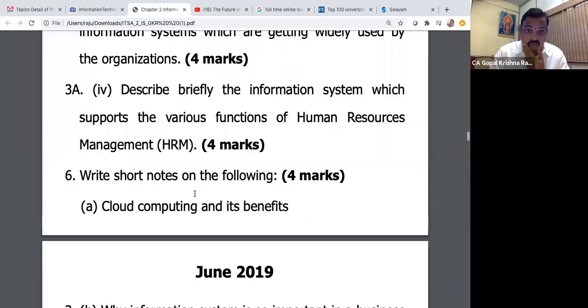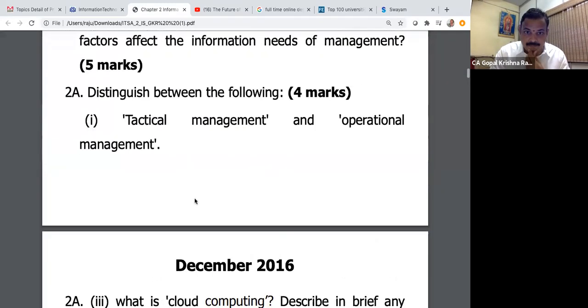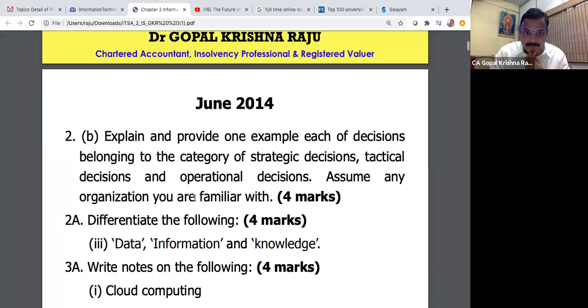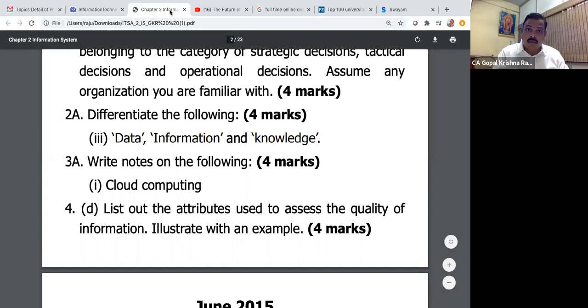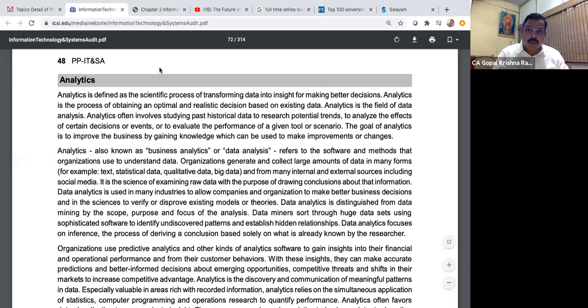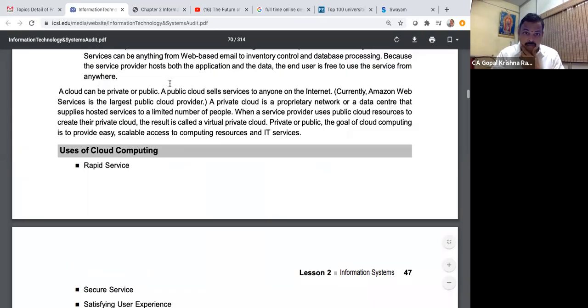Please look here. Four marks question: differentiate between data, information, and knowledge. And where is it given? It is given in your page numbers 31, 32, and 33. Data, information, and knowledge. So let me take you to your pages 31, 32, and 33, and then again I'll come back to analytics.